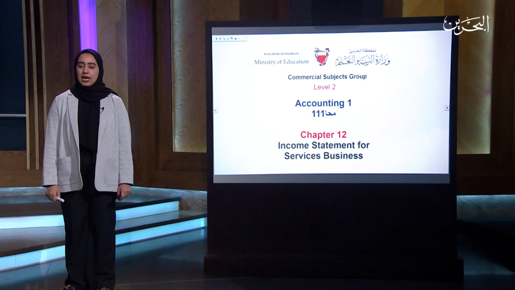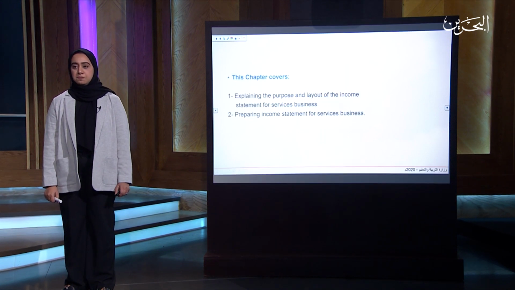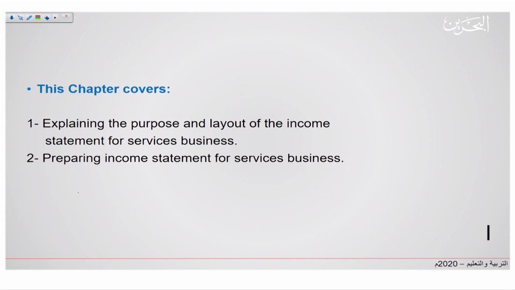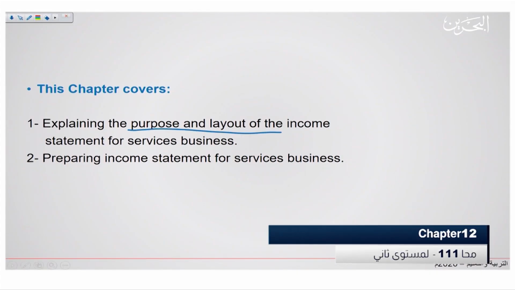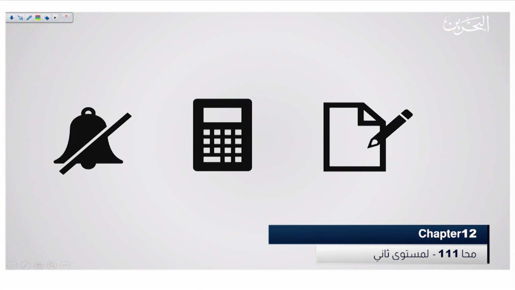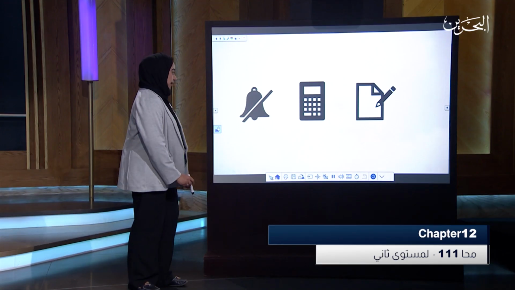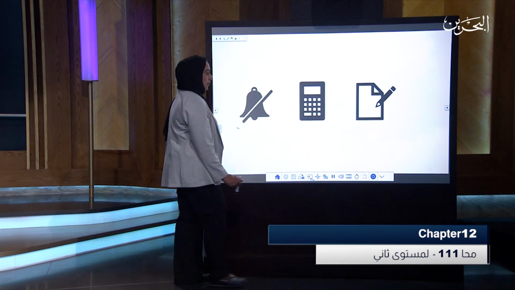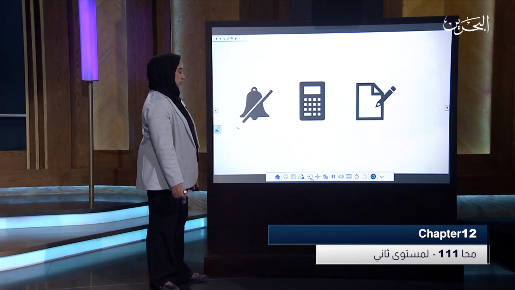Today, our subject is Accounting 111, and I'm going to explain chapter 12, which talks about income statement for services business. First of all, this chapter explains the purpose and the layout of the income statement and how to prepare an income statement. At the beginning, I want you to sit in a quiet place, hold your calculator, and use a paper and a pen to solve some exercises with us.